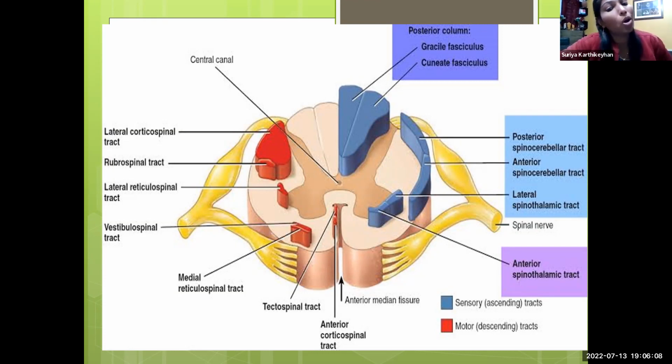And then to talk about the tectospinal. The tectospinal tract is mainly concerned with visual orientation, and then neck muscle orientation.